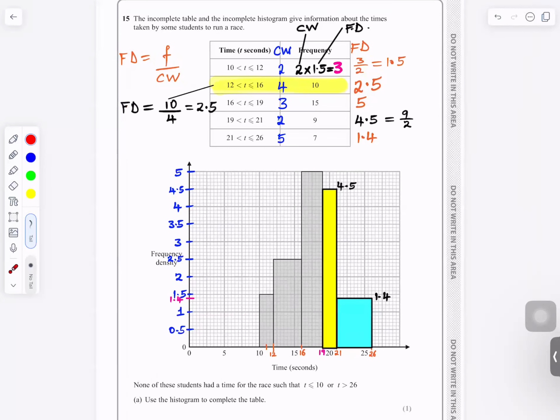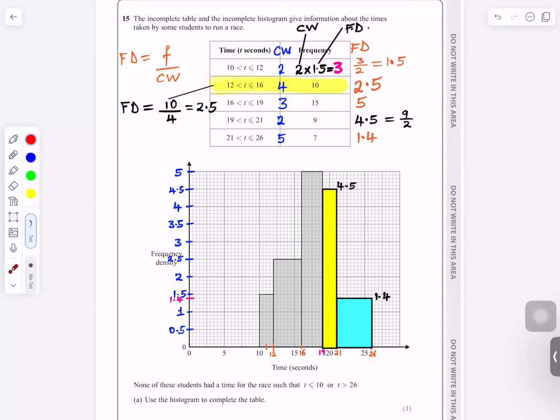We look at what we know already. Let's look at the second one, between 12 and 16 seconds. Between 12 and 16 seconds, the frequency is 10. So how do we find the frequency density? Frequency density is given by the frequency divided by the class width. The frequency is 10. The class width is 4. 16 take away 12 is 4. So the frequency density is 2.5.